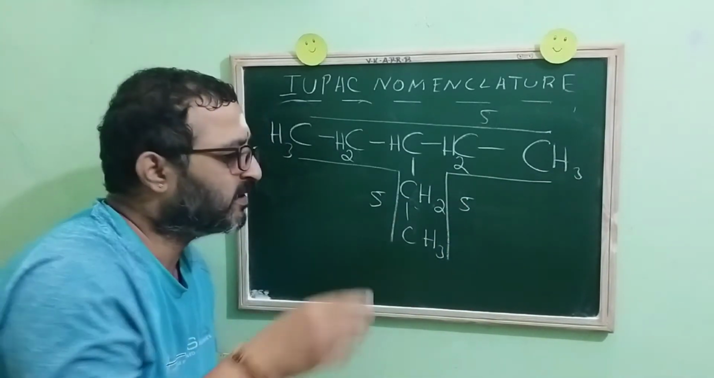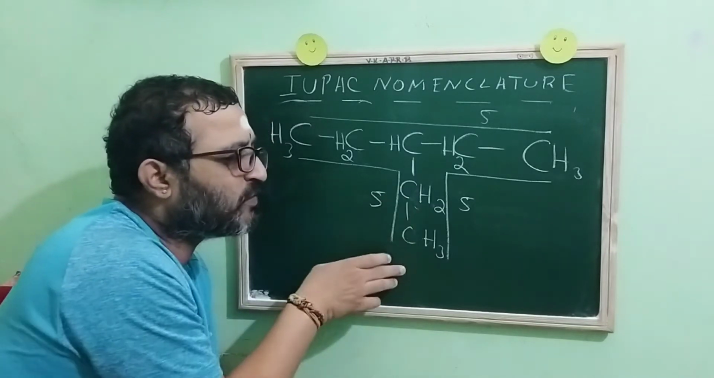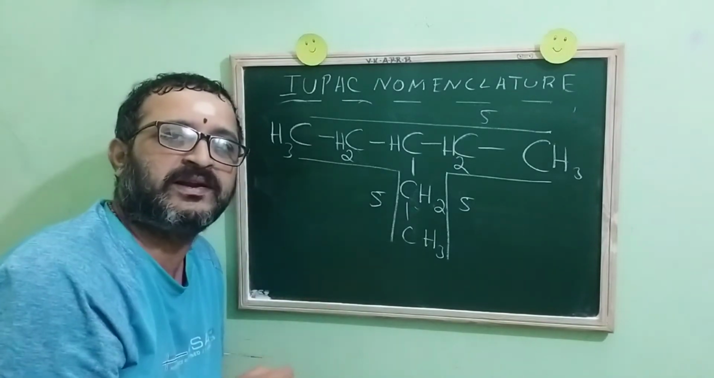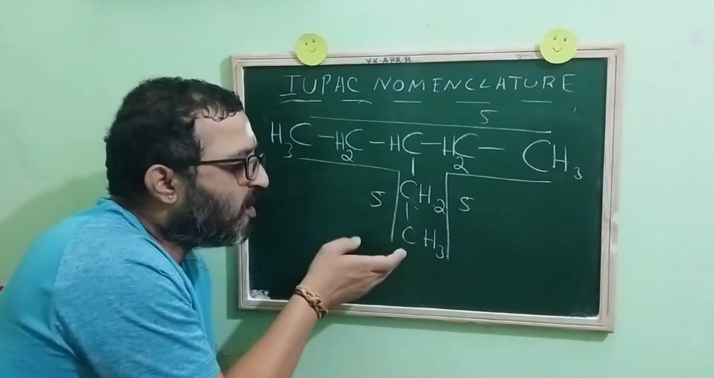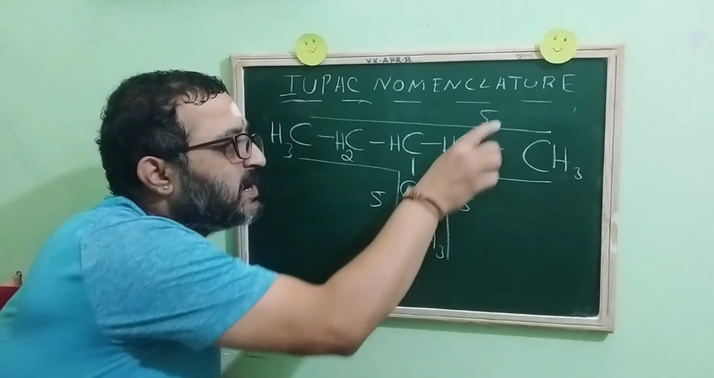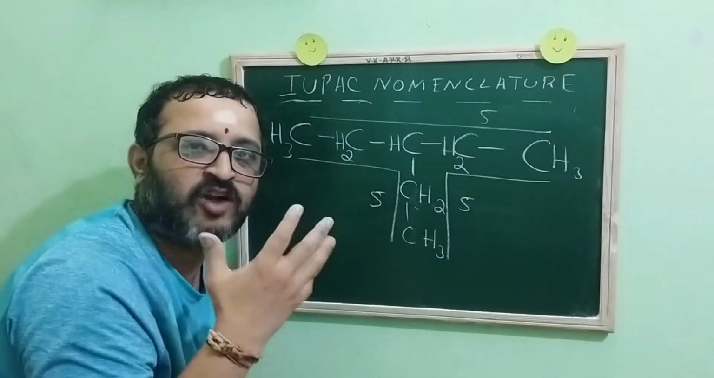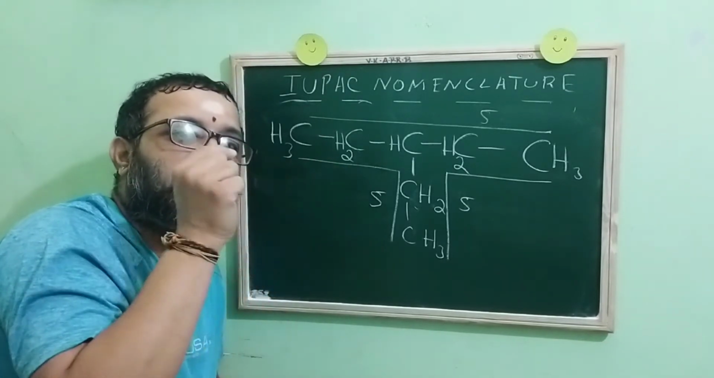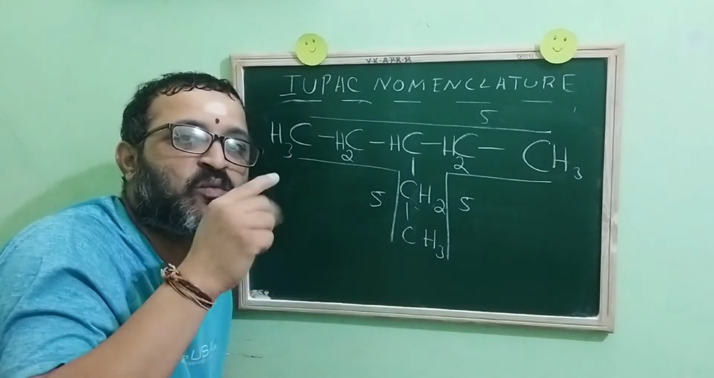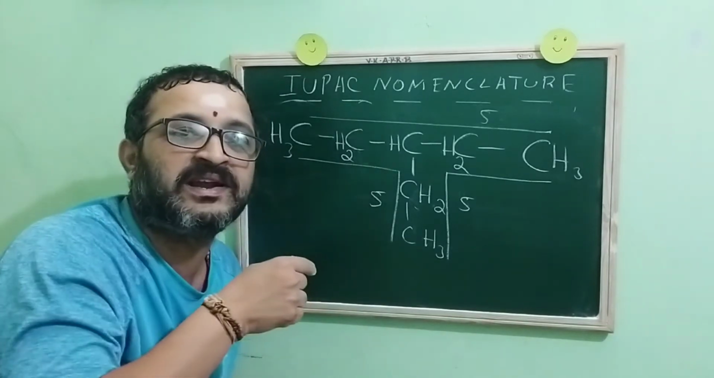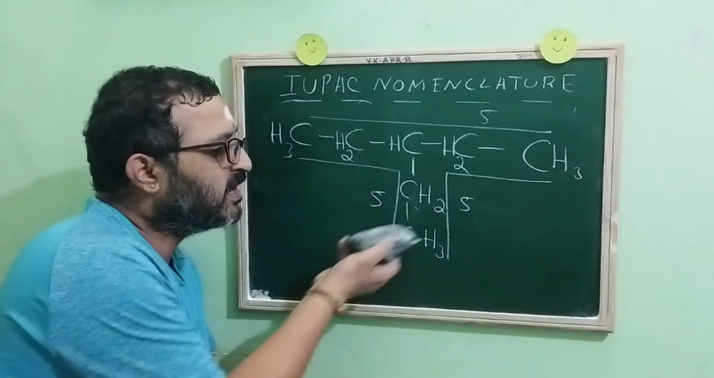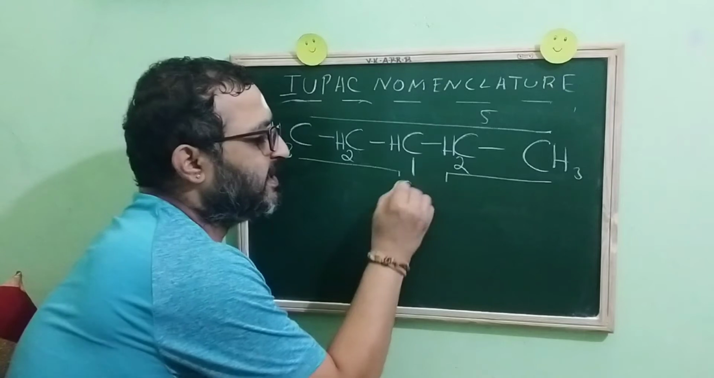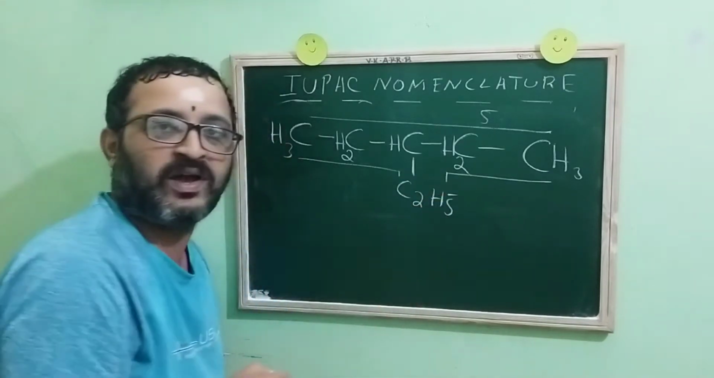Now the question arises: should we split this C2H5 as CH2, CH3 in this compound or not? No need to split. Why? Because on splitting, the number of carbon atoms in the parent chain is not increasing. It remains what? Same. In the previous compounds, the number of carbon atoms in the parent chain was increasing on splitting. That's why we split. Here, there is no use of splitting. So we will consider this as C2H5 only.